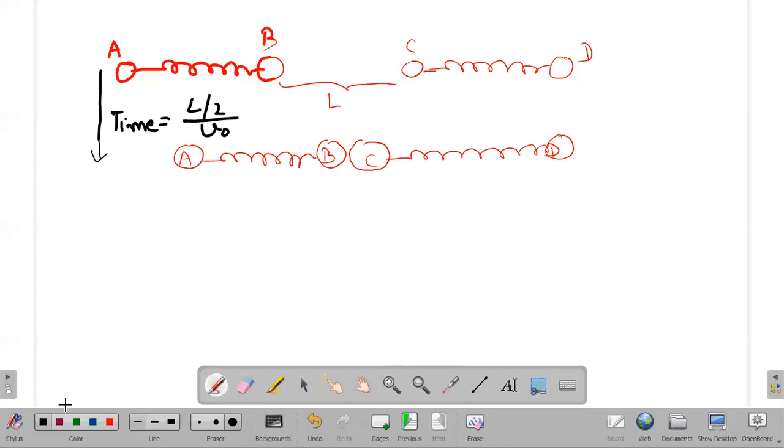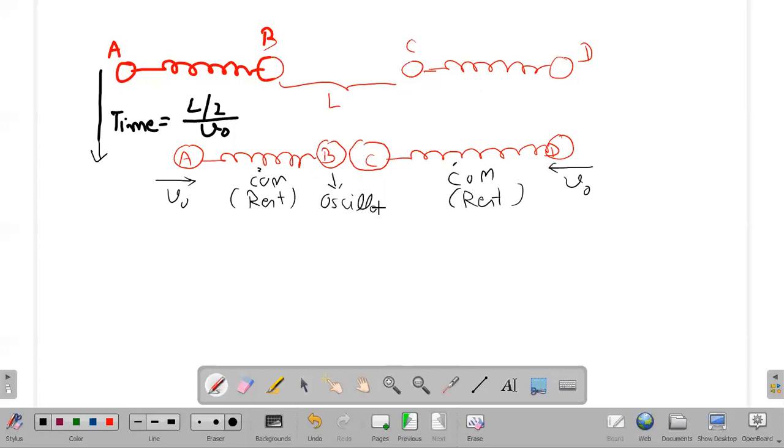what is going to happen is the center of mass will now remain at rest. This center of mass will remain at rest. The other center of mass will also remain at rest. A will continue to move with the same velocity. B will reverse. D continues to move with the same velocity. And this B oscillates now. It oscillates with respect to the center of mass. So this mass B will go to the left side and then come to the right side.